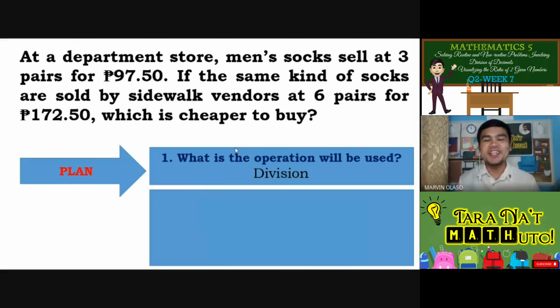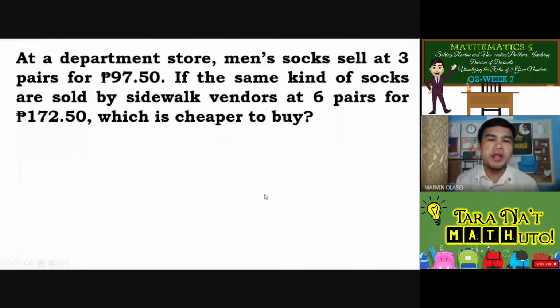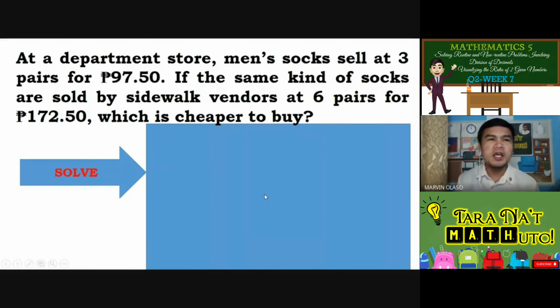Okay? So, let's have now the mathematical sentence. In order to know the price of each pair of socks, we need to divide, first at the department store, 97 pesos and 50 centavos divided by 3 equals n. And also to get the price of each pair at the sidewalk vendors, we need to divide 172 pesos and 50 centavos divided by 6 equals n. So let us compare now. Let us solve. Let's start at the department store.